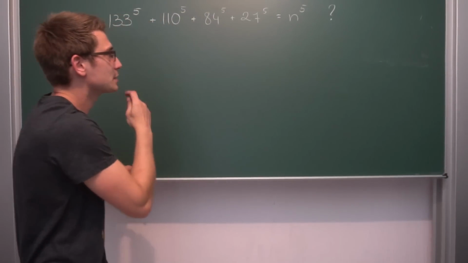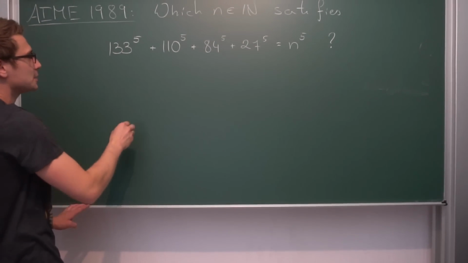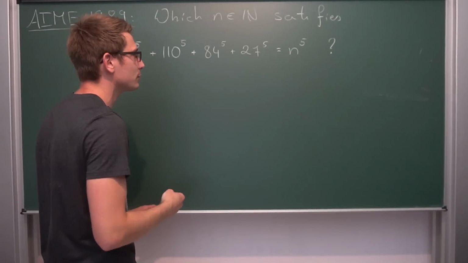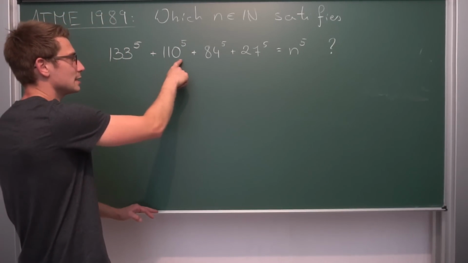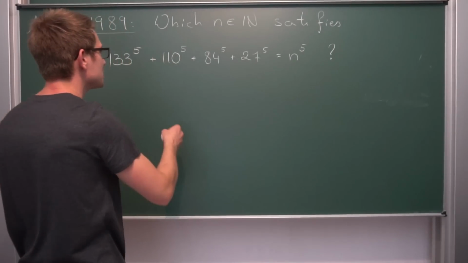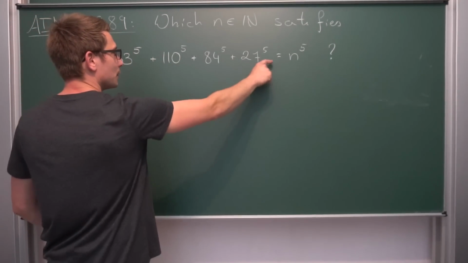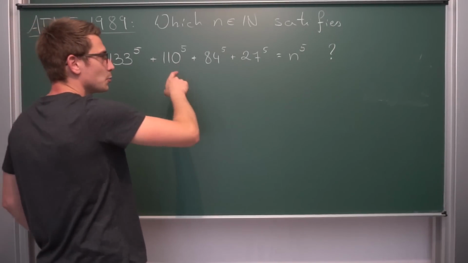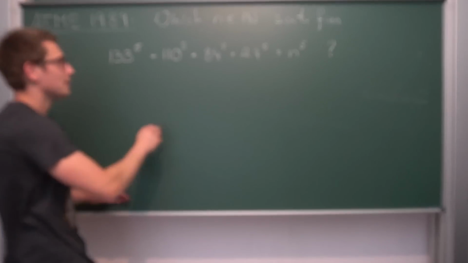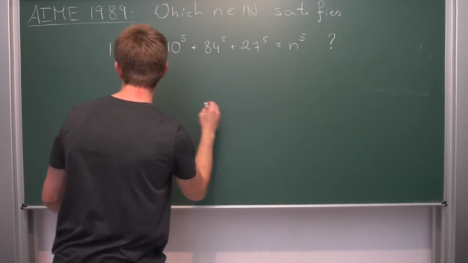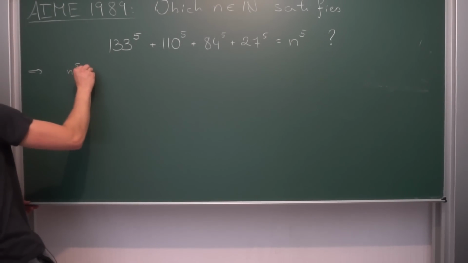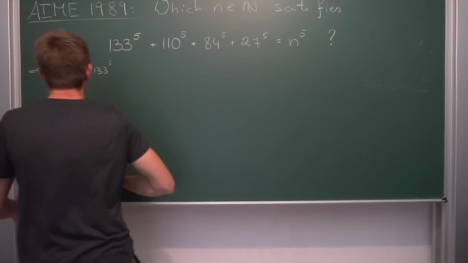Now the first bound is actually rather easy to find, because if we just take a look at those three numbers, 110 to the fifth power plus 84 to the fifth power plus 27 to the fifth power, we are going to notice that since those are all positive numbers, and if we raise them to some kind of exponent they still are positive, then we have that, well, 133 to the fifth power plus this positive thing is always going to be strictly greater than 133 to the fifth power. But since all of this is equal to n to the fifth power, we have our first bound, that n to the fifth power is always greater than 133 to the fifth power. This is our first bound.